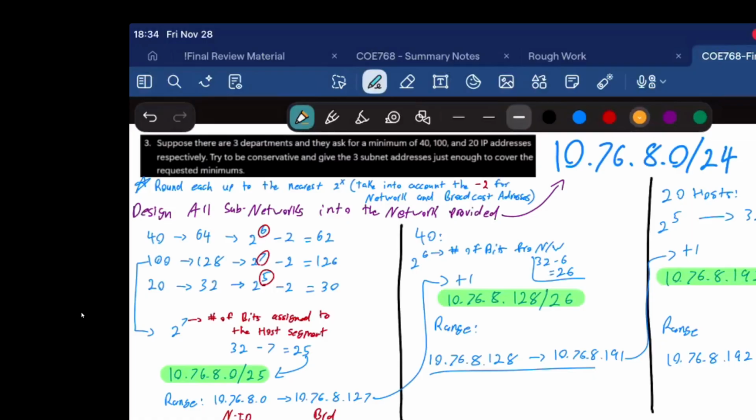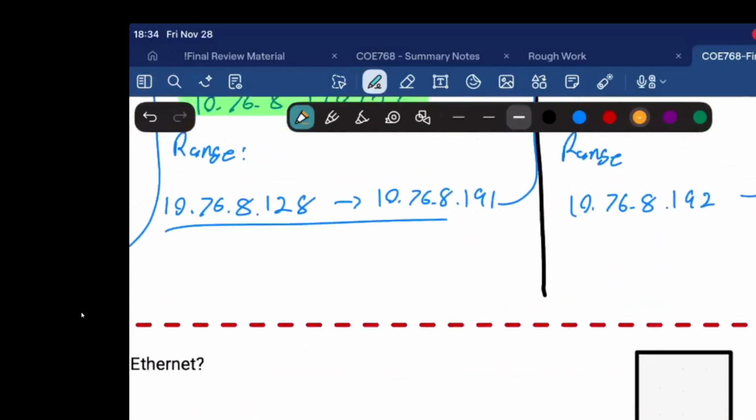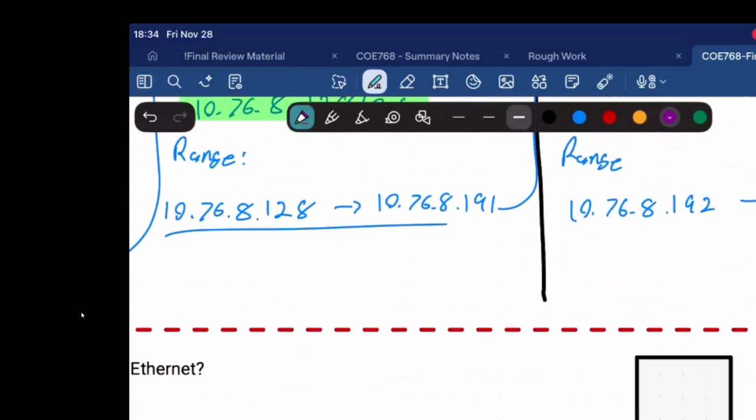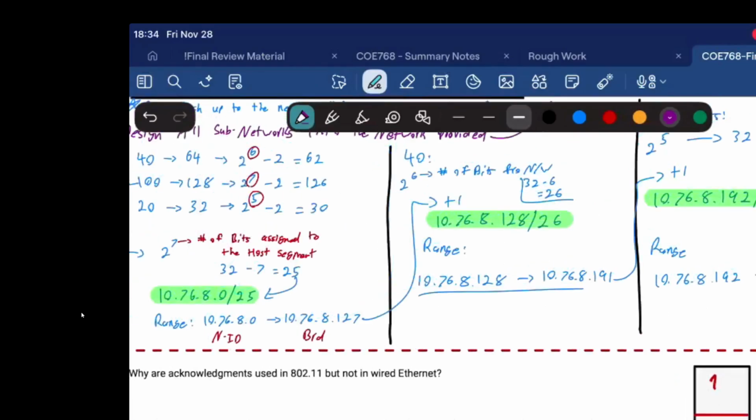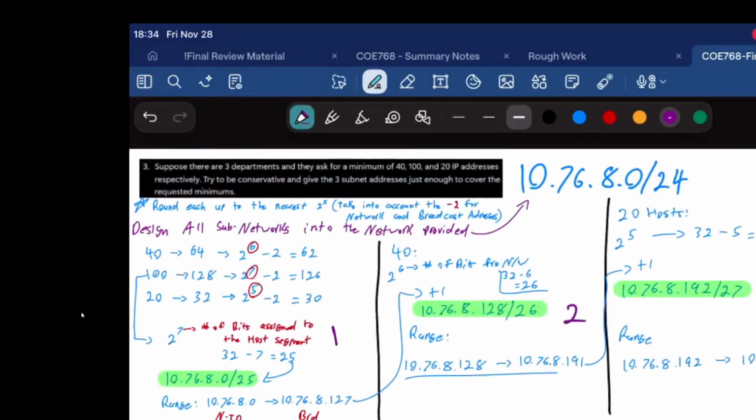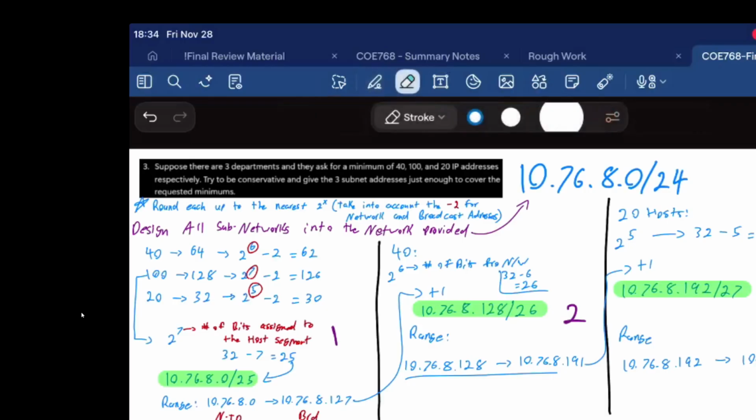Then if we move on to the next, it would take up half of the remainder, and then if we do it one more time, it would take up half of that remainder. So this is our number 1, our number 2, and then our number 3, respectively. Does that make sense? Right, okay, makes sense.